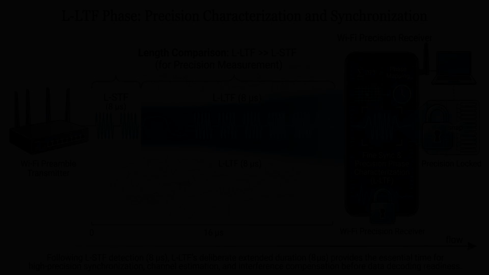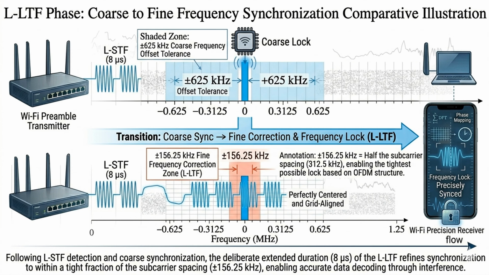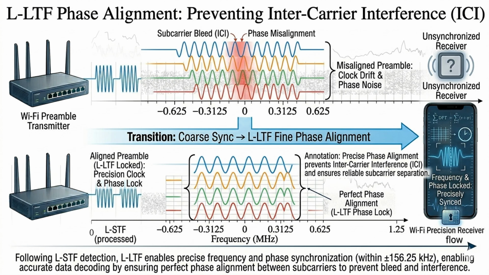Fine frequency synchronization. After the L-STF handles coarse offsets up to plus or minus 625 kHz, the L-LTF narrows that error down significantly to correct residual frequency errors within plus or minus 156.25 kHz, which is exactly half of the subcarrier spacing. This ensures the receiver's internal clock is perfectly in phase with the transmitter, preventing the subcarriers from bleeding into one another. Inter-carrier interference.